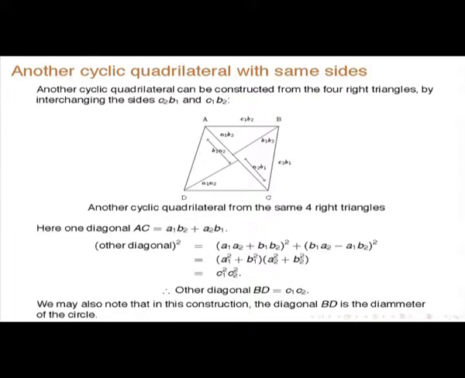So, this will be the same A1 A2 B1 B2. Earlier they were joined together and constituted one diagonal. Here they have been separated, and this will be A2 B1 and this will be A1 B2. You can find the second diagonal, and the second diagonal will be C1 C2, one can show. AC will continue to be A1 B2 plus A2 B1, and the second diagonal will be C1 C2. We may also note that in this construction the diagonal BD is the diameter of the circle circumscribing the quadrilateral.